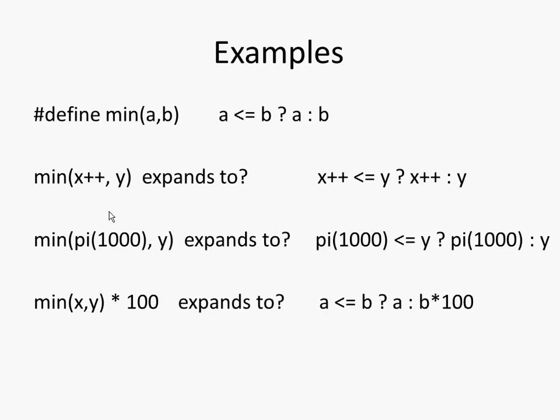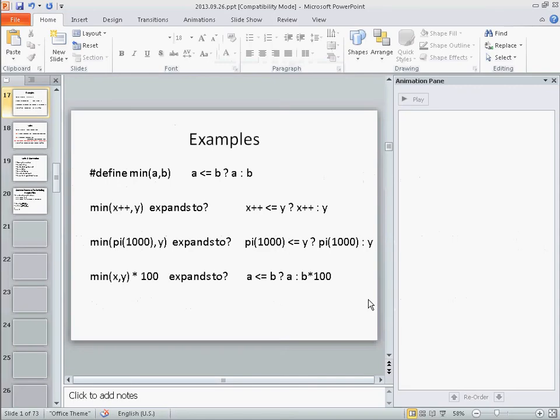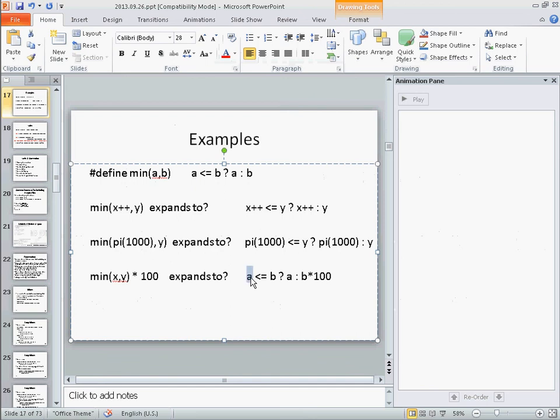Okay, so, excuse me, this should actually be x1. Let me go correct that so I don't confuse people, because it says A and B here. When it gets expanded, the A up here gets whatever the first argument is substituted in. Whatever's the second argument gets substituted in for B. So this would be this, and why is that a problem?